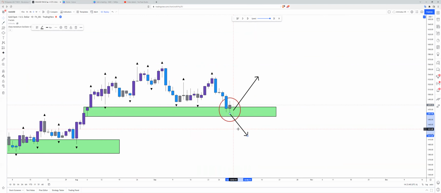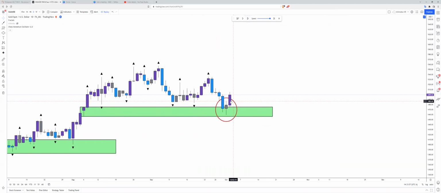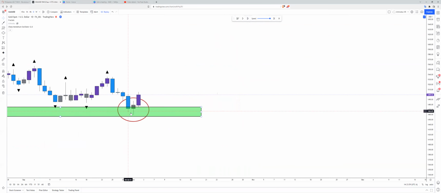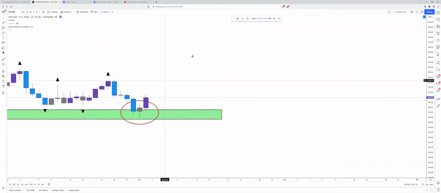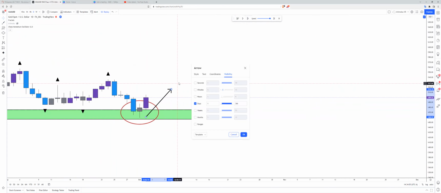So what we're looking for is two things: we could look for the break to the upside or the break to the downside. So that's what we're going to play here. Let's see what happens. We got that break to the upside, and we also have price action, a morning star formation. So we would look to go to the upside from this point.